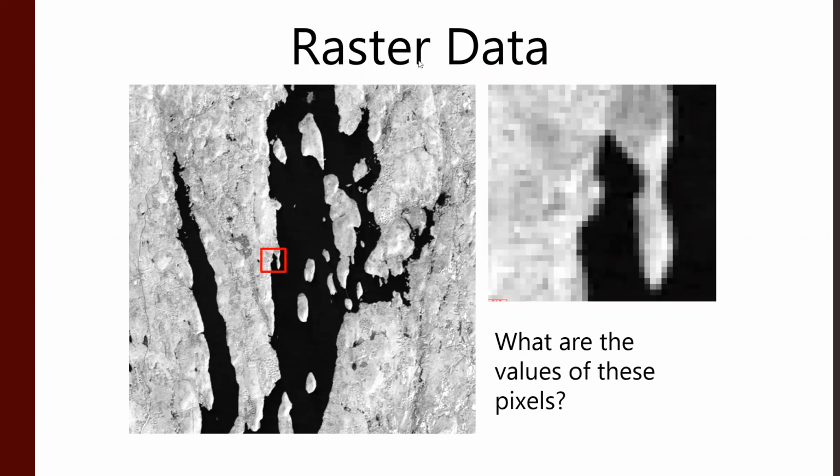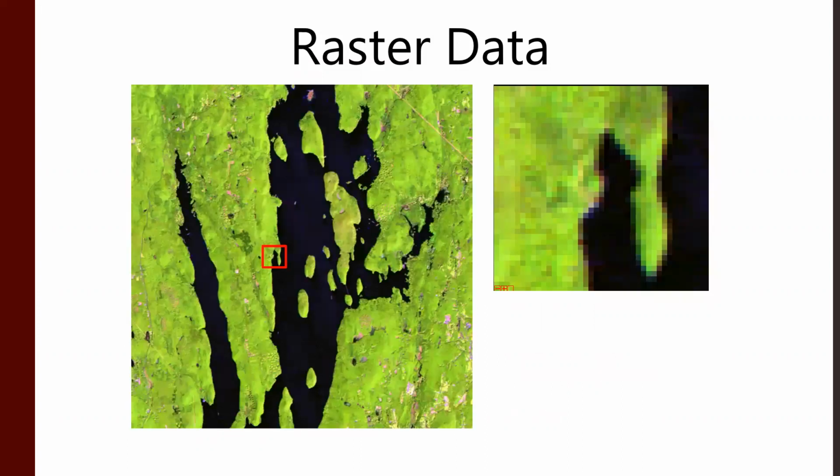What are the values of these pixels? How do we associate the pixel itself with some underlying measurement or value? All of this depends on how the data was collected, how it's been processed, what you're doing with it. It also depends on if it's one layer, monochrome, this one black and white, or if it's multiple layers. This is remotely sensed data. A lot of the time it is this.